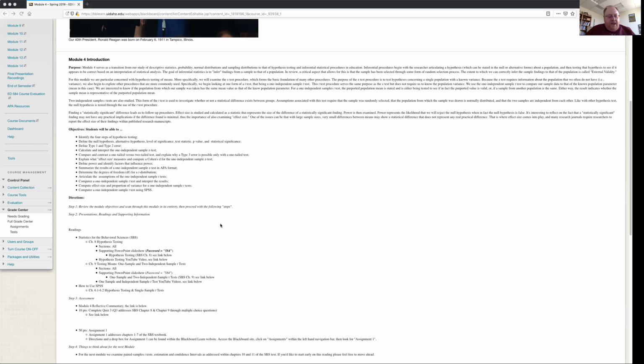It is interesting to reflect on the fact that a statistically significant finding may not have any practical implications if the difference found is minimal. Thus, the importance of also examining effect size. One of the issues can be that with large sample size, very small differences between means may show a statistical difference that does not represent any practical difference. That is where effect size comes into play, and many research journals require researchers to report the effect size of their findings within published research manuscripts.